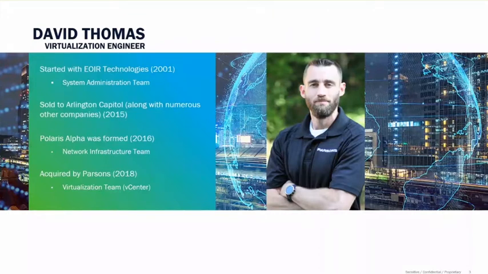In about 2015, Arlington Capital came along. They're an investment company that purchased EOIR along with numerous other companies like Proteus, ISS Inc., and ultimately formed Polaris Alpha in 2016. Merged all those companies together to about 1,500 employees, and went from a team of 3 to a team of about 30 or 40 on the help desk and IT team, networking, just a whole bunch of different types of groups. So it was a little bit different going into an environment that had so many coworkers and peers that I work with on a daily basis.